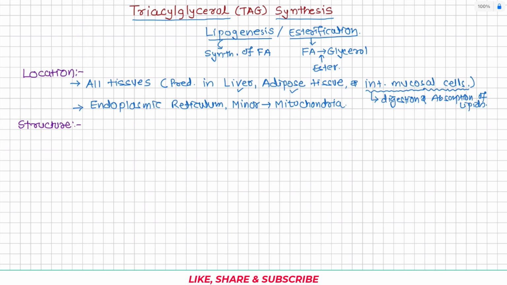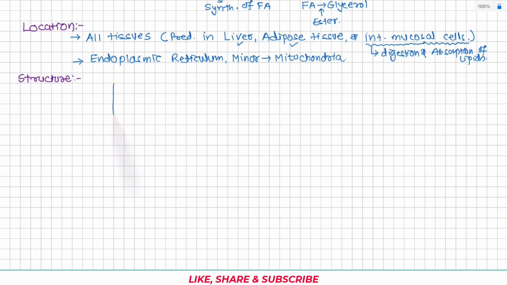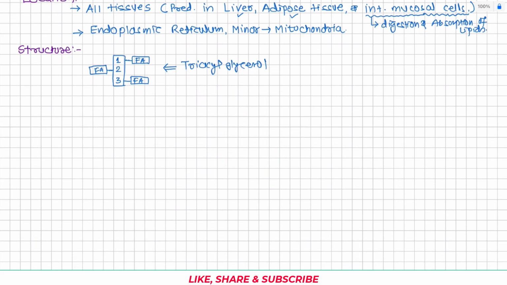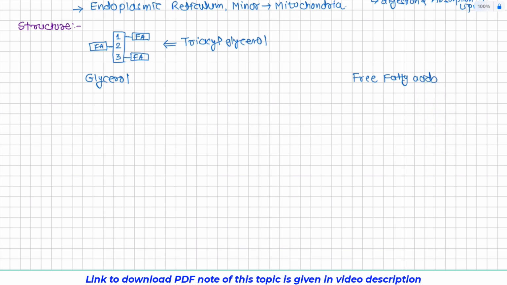A triacylglycerol molecule has one glycerol backbone, which I will represent as a vertical box. Glycerol has 3 carbons, numbered 1, 2 and 3. A fatty acid is attached to each of these carbons, which I will represent as a small horizontal box. So these are 3 fatty acids. So this is the schematic structure of triacylglycerol. Now at first glance, synthesis of this triacylglycerol looks simple. It seems that glycerol and 3 free fatty acids bind directly to give rise to a triacylglycerol molecule.